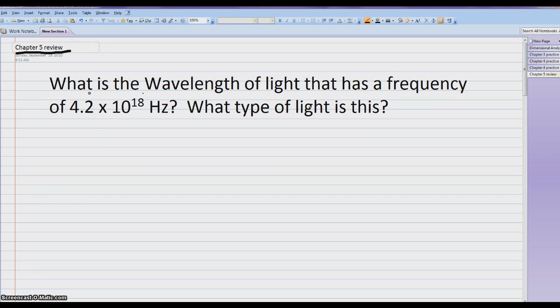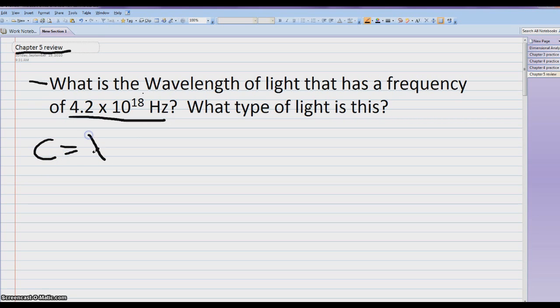So let's just go ahead and get started here. Our first question is, what is the wavelength of light that has a frequency of 4.2 times 10 to the 18th hertz? What type of light is this? Okay, so we start with our 4.2 times 10 to the 18 hertz.